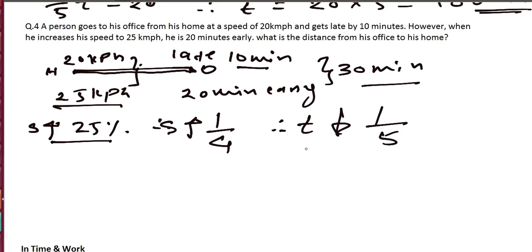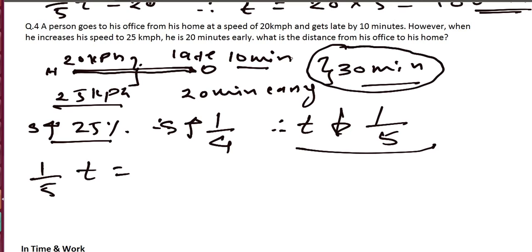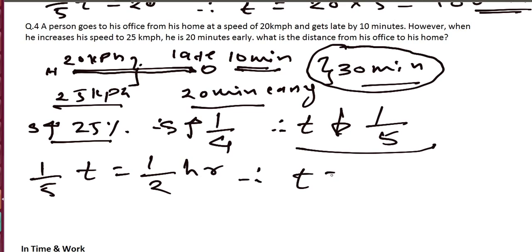So the decreased time is given to us. 1/5 of the original time is the 30 minutes time difference. Initially he was arriving 10 minutes late, now he is arriving 20 minutes early. That means time is getting reduced by half an hour. So 1/5 of the original time is half an hour. Therefore the original time must be 5 by 2 hours, or 2.5 hours.